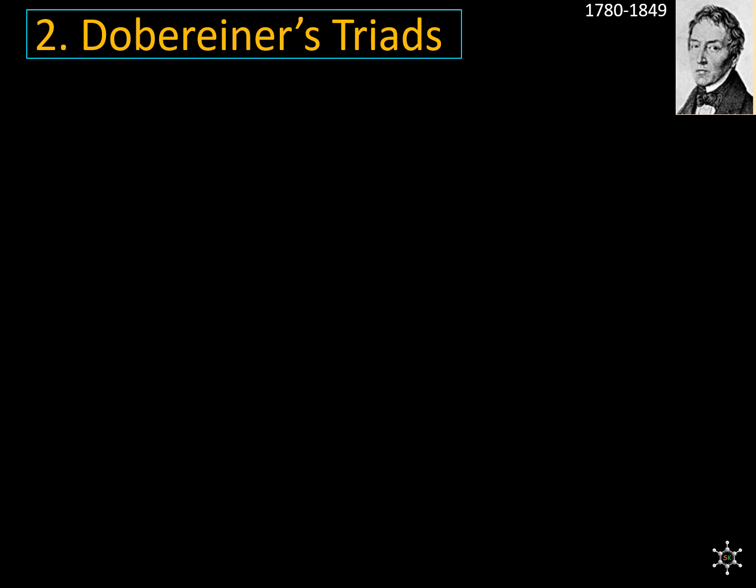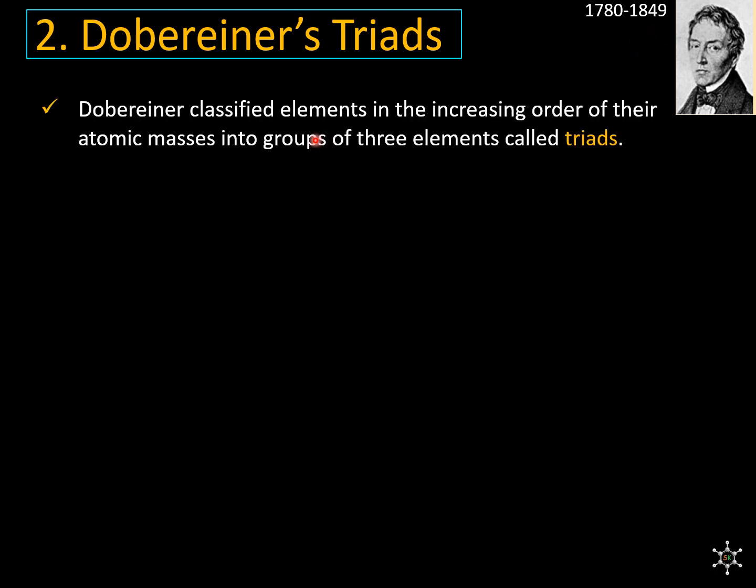Another attempt in the history of periodic table is Dobereiner's triads. Observe the year he worked, 1780 to 1849. Dobereiner classified the elements in the increasing order of their atomic masses into groups of 3 elements called as triads.